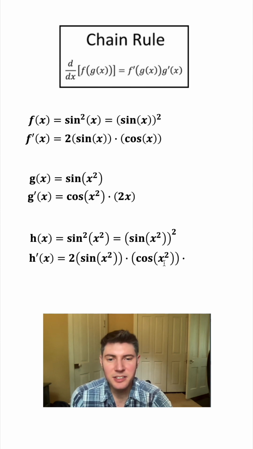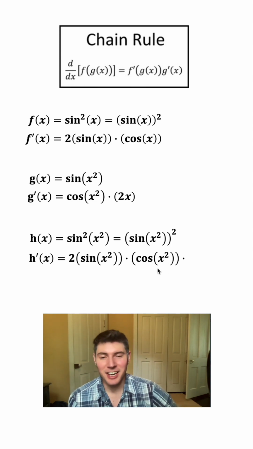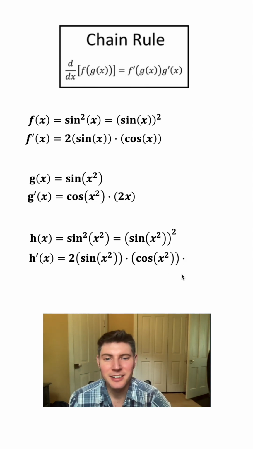But then because x squared is also a function inside of all these functions, we need to multiply again, and the derivative of x squared is 2x. So this is the derivative of sine squared x squared.